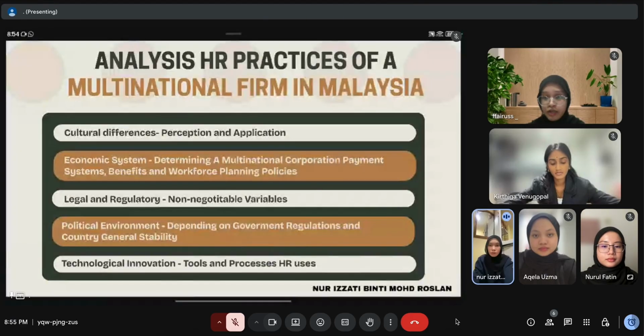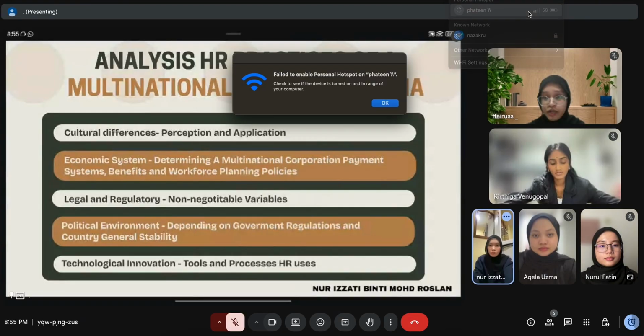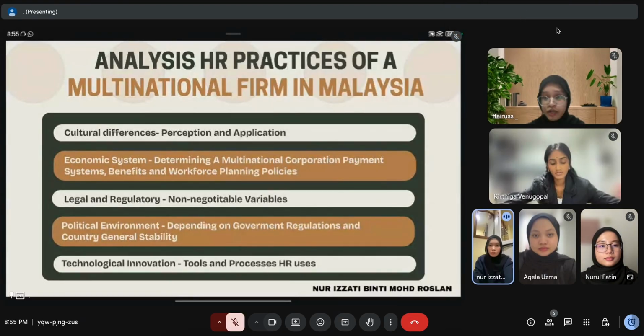And the last but not least is technological innovation, which impacts HR efficiency, data management, and worker experience. In Malaysia's digitalization journey, to adopt global HR technology solutions, MNCs must provide comprehensive digital literacy training, multi-digital capability, a mobile-first approach, and blended HR channels.